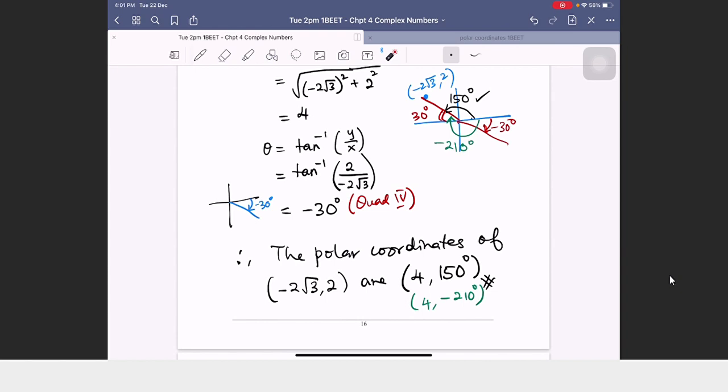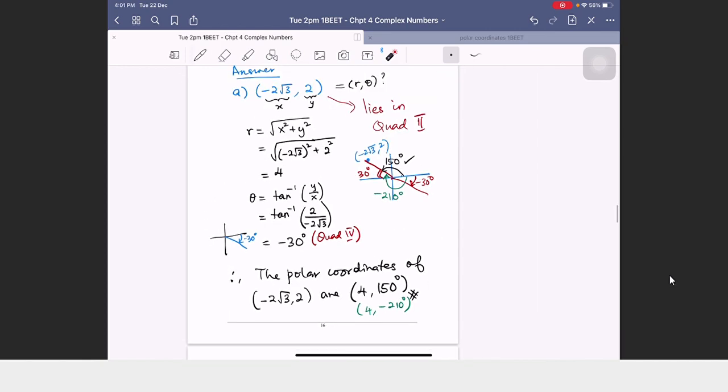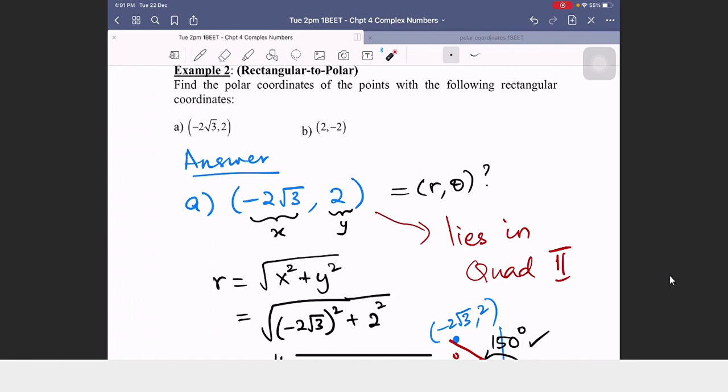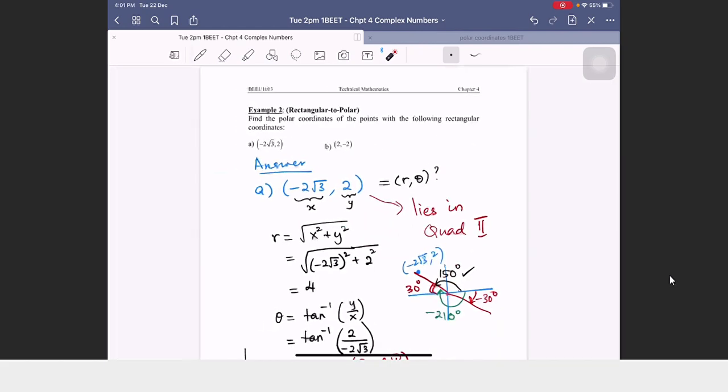Okay, what time is it now? It's 4 o'clock. Maybe one last one. Can you all try this one quickly? B, 2 minus 2. Try B, this coordinate now. 2 minus 2.